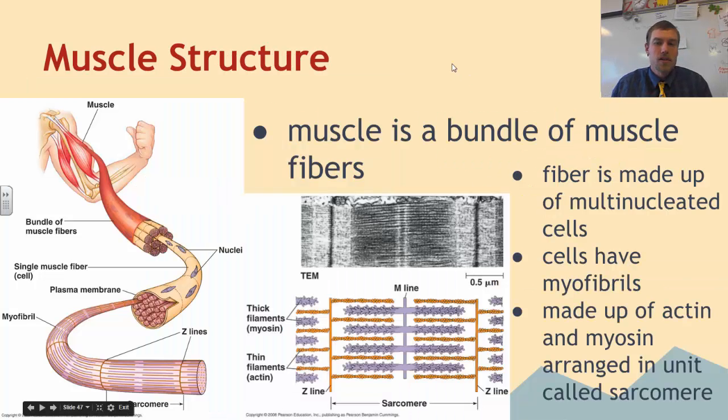All right, so muscles are made up of bundles of muscle fibers, and those fibers are made up of multinucleated cells. So each cell has many nuclei inside it. Those cells are then made up of myofibrils, and the myofibrils are made up of the actin and the myosin. Remember, the thick filaments are the myosin, and the thin filaments are the actin. Again, those are arranged into the sarcomeres.